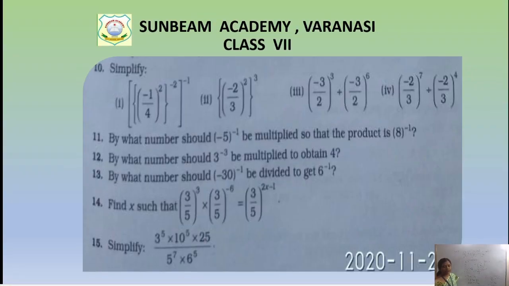Next is question number 15. Question number 15, children. Write it down quickly. Time is not with us. It is moving fast. Question number 15. Simplify करना है बेटा. 3 to the power 5 into 10 to the power 5 into 25 divided by 5 to the power 7 into 6 to the power 5. This you have to simplify.